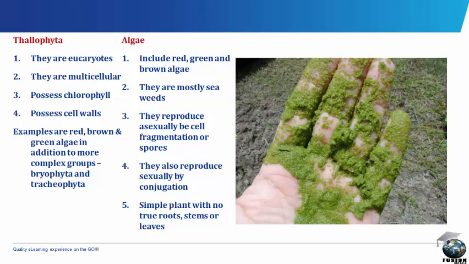These include red, green, and brown algae. They are mostly seaweeds. They reproduce asexually by cell fragmentation or spores. They also reproduce sexually by conjugation. Simple plant with no true roots, stems, or leaves.